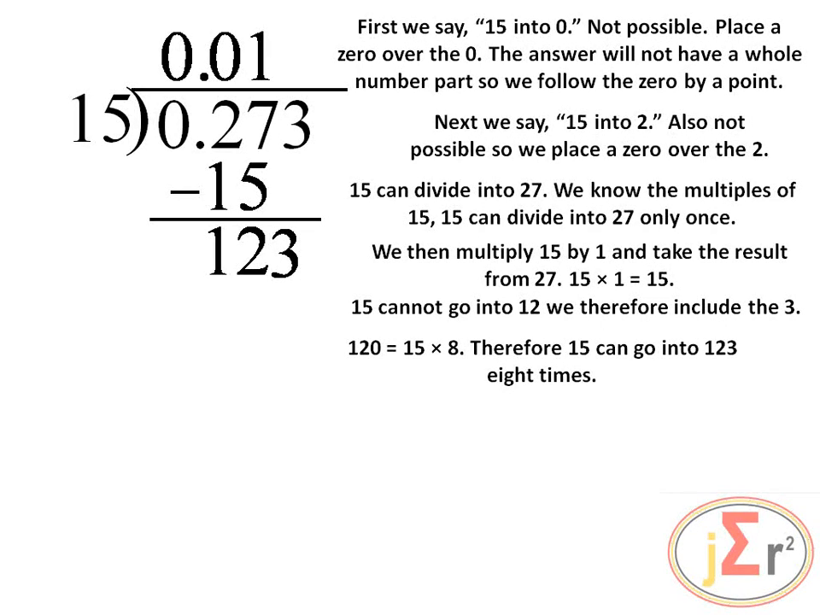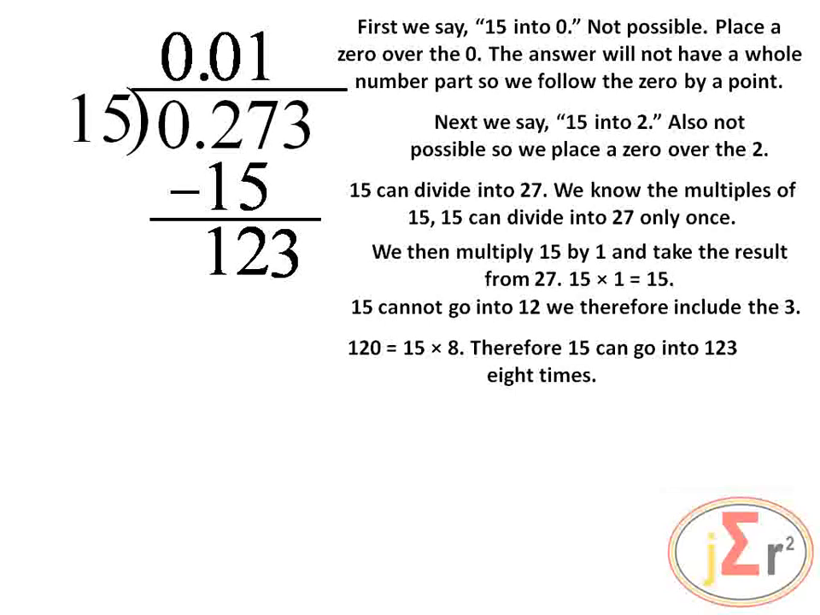What do we say after that? Well, knowing the multiples of 15, 120 is 15 times 8. Therefore, 15 can go into 123 8 times. Because it is more than 120, if it can go into 120 8 times, it should at least be able to go into 123 8 times. But only 8 times, because we know that we do not have an extra 15.